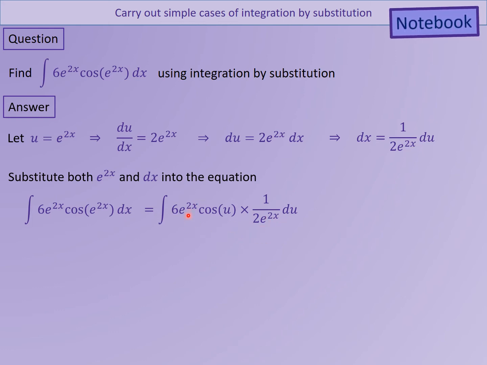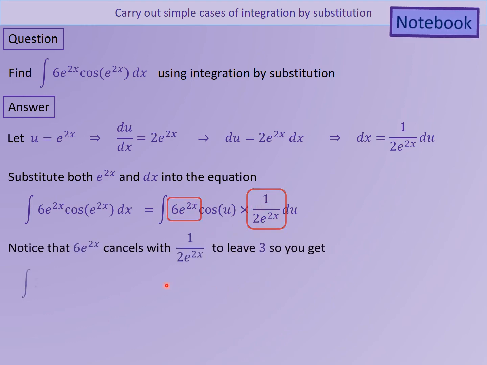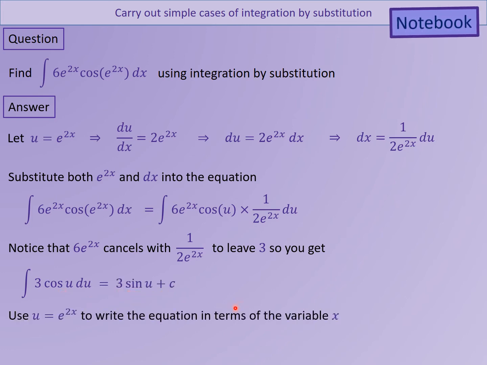The 6e to the 2x divided by the 2e to the 2x cancel out quite nicely. 6 divided by 2 is 3. e to the 2x cancels out e to the 2x, leaving me just 3 cos u to be integrated. What's the integration of 3 cos u? Well, cos differentiates to minus sine, so it must integrate to positive sine. So therefore we get 3 sine u plus c. u is e to the 2x, so therefore that's just going to go to that.